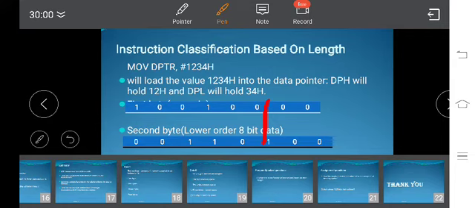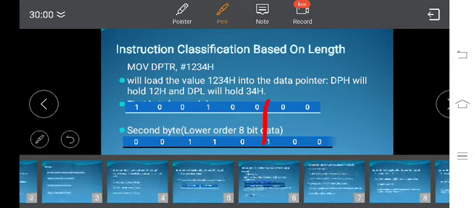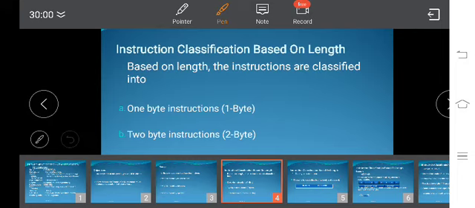Here again I am repeating some important discussion of the 1 byte instructions and 2 byte instructions. Before that, based on the length, the 8051 instruction set is classified into the following three groups.